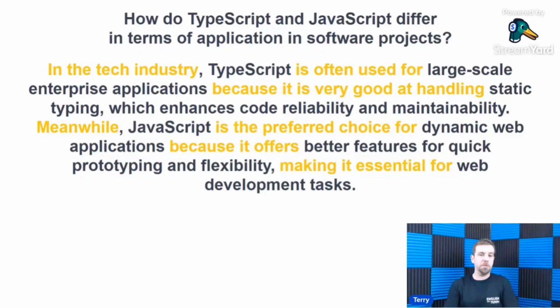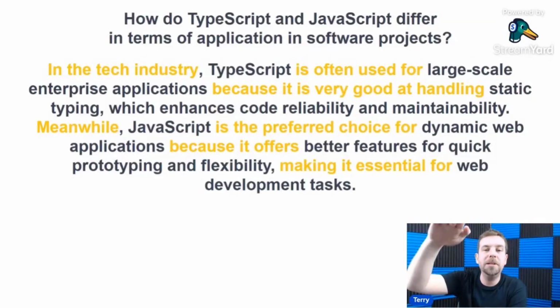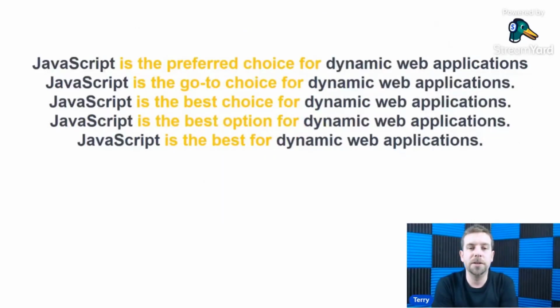Meanwhile, JavaScript is the preferred choice for dynamic web applications because it offers better features for quick prototyping and flexibility, making it essential for web development tasks, right? So we're building our answer here, and this is a case where you will replace or substitute your answers. So maybe you're comparing React and Angular, or maybe you're comparing iOS and Windows and Linux, or Mac systems.